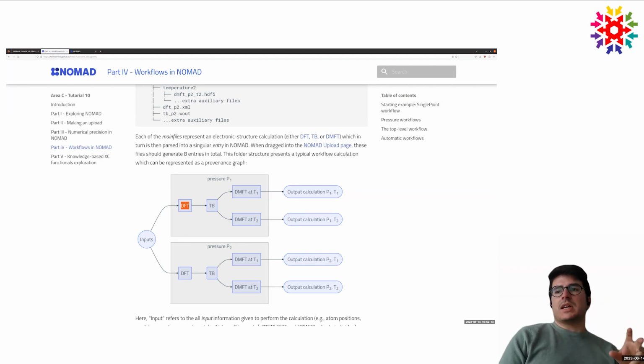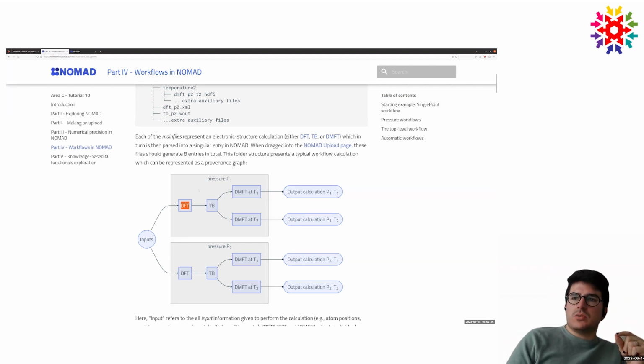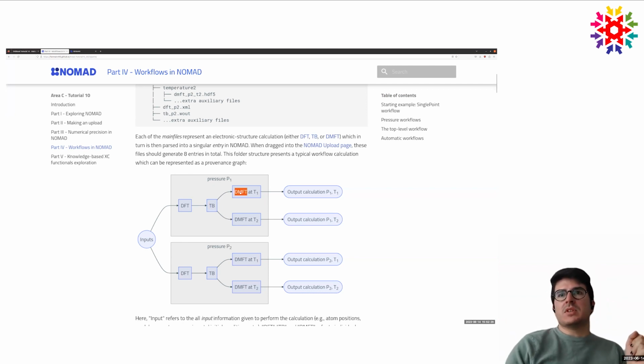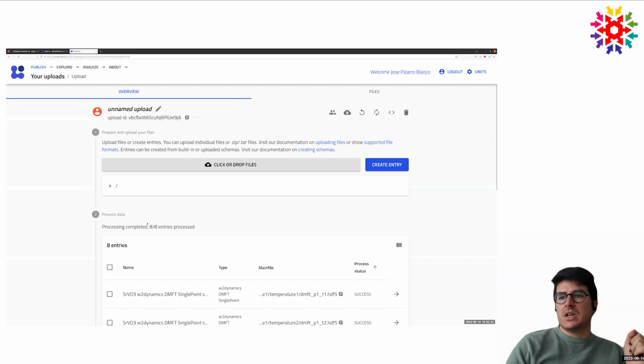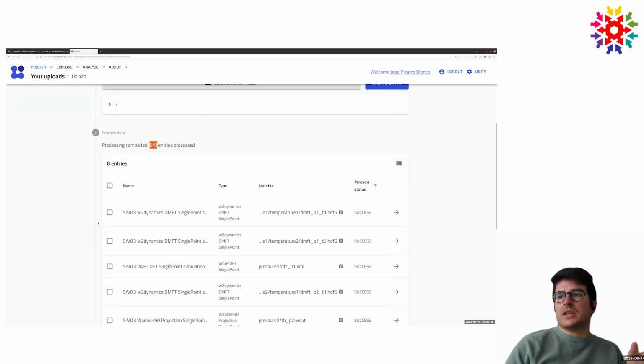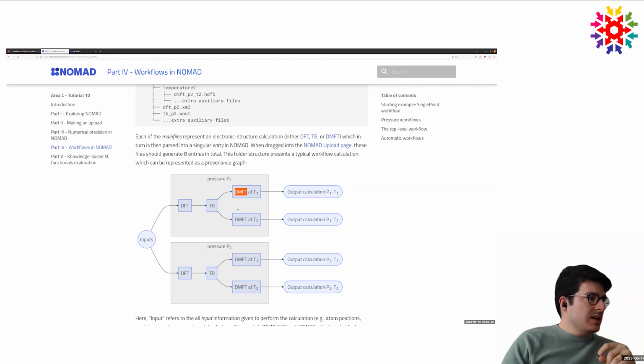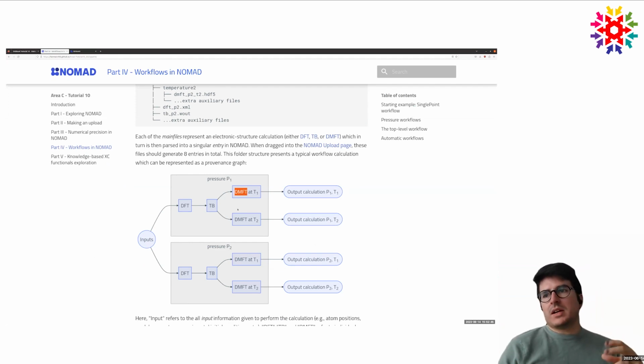with this zip file that I gave you, and then you go to the number of entries, you will see that you should get 8 entries. And these 8 entries are related to single points for each of these tasks. So you will see a lot of DFT single point, projection single point, and DMFT single point. So if it finished, we should get 8 entries, and these are related to different pressures and temperatures.